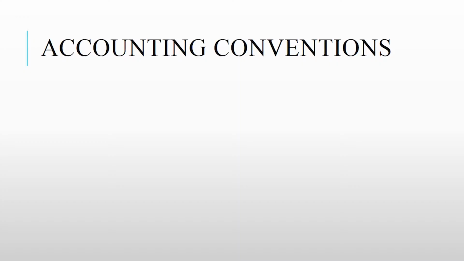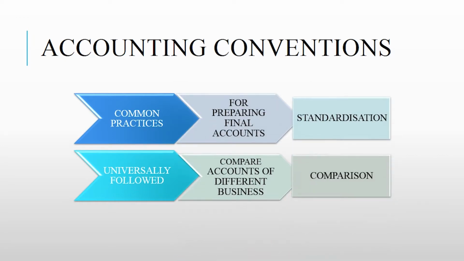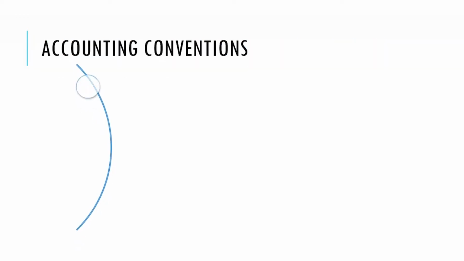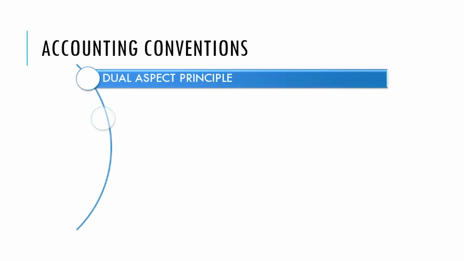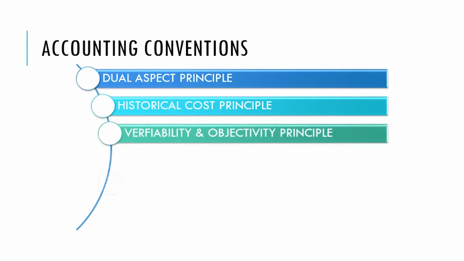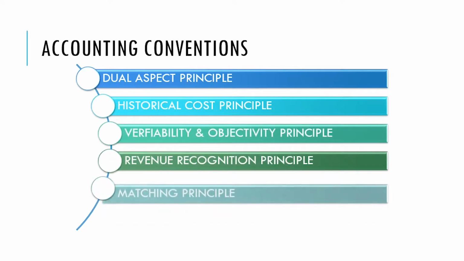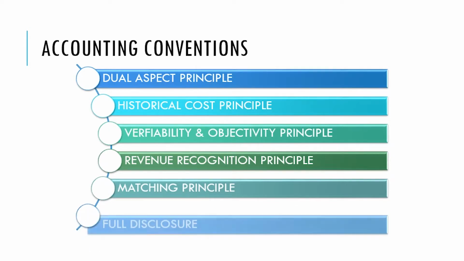Hi friends, today's session is about various accounting principles or conventions. Accounting conventions means the common practices which are universally followed in recording and presenting business transactions in an effective manner. The various accounting conventions or principles are dual aspect principle, historical cost principle, verifiability and objectivity principle, revenue recognition principle, matching principle and full disclosure principle.